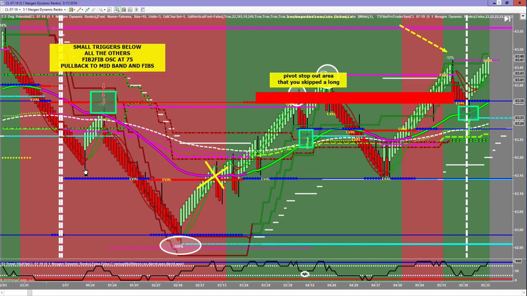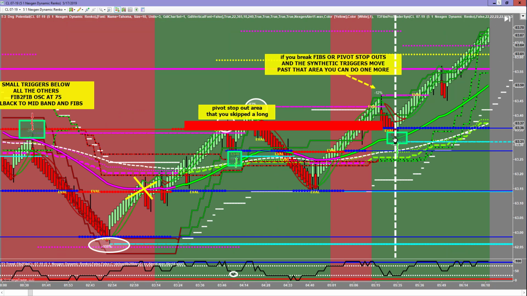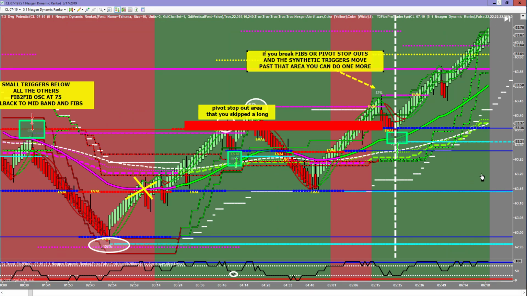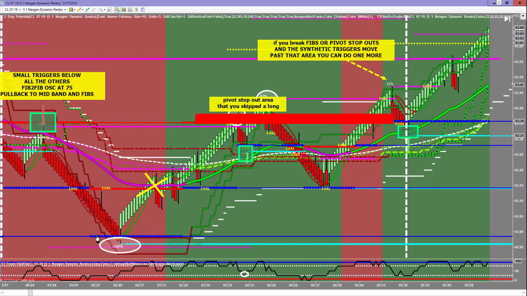So small triggers below, short, hit fibs with divergence, no, no, no. Breakout with the triggers helping us. Yes, we'll do one more. I mean, just right there, that's your daily goal. 20 ticks there, 20 ticks there, you're up $400. It's only 6 in the morning.